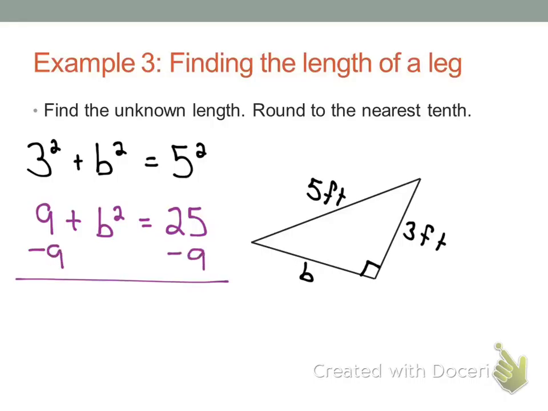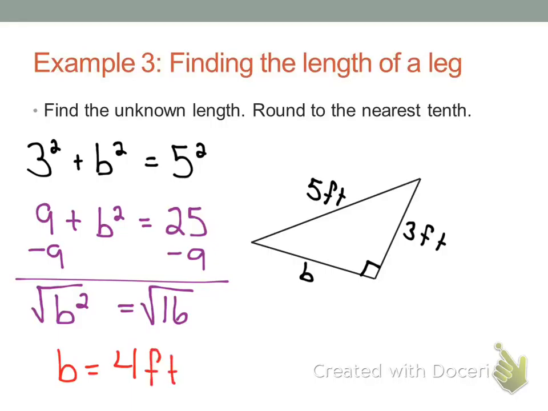Now I'm left with B squared equals 16. Well, is B by itself? Is that my answer? No. What do I need to do? You need to find the square root. Find the square root of both sides to get B by itself, and B equals 4 feet. Okay, B equals 4 feet.